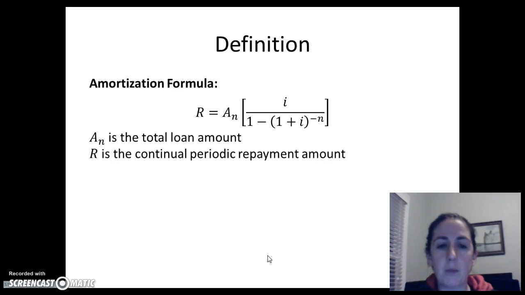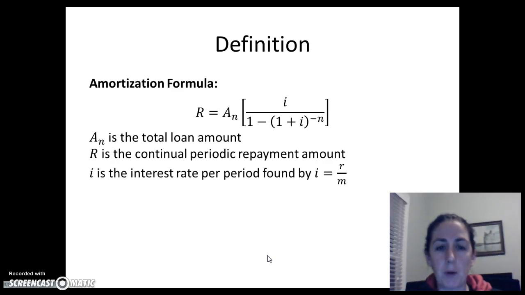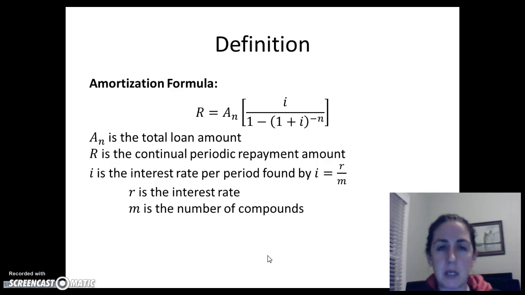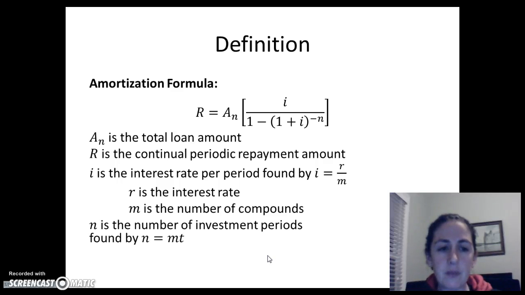R is the continual periodic repayment amount, how much you pay back every month or every quarter or every half year or something like that. i is the interest rate per period found by r divided by m, where r is the interest rate turned into a decimal, and m is the number of compounds. And n is the number of investment periods found by m times t. m is still the number of compounds, and t is the time, usually in years.